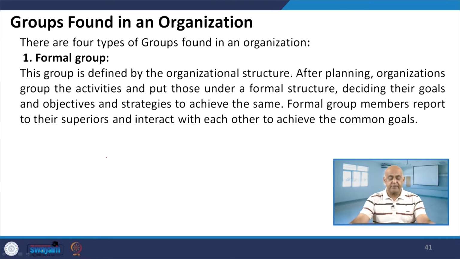There are 4 types of groups. One is the formal group, which is identified by the organization structure. After planning and organizing, the activities are grouped and put under a formal structure, deciding their goals, objectives and strategies to achieve the same. The formal group members report to their superiors and interact with each other to achieve the common goals. So that is a formal group, and everybody knows about how these formal groups work in the organization.